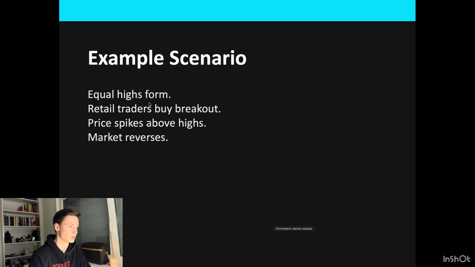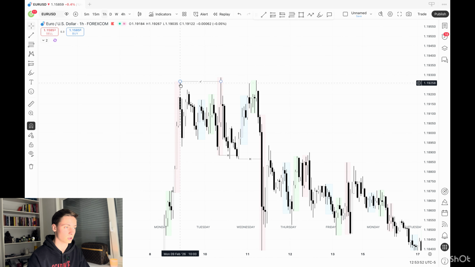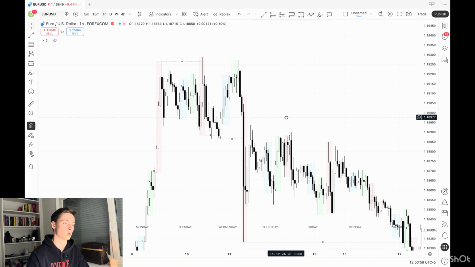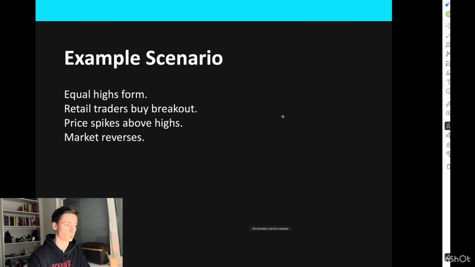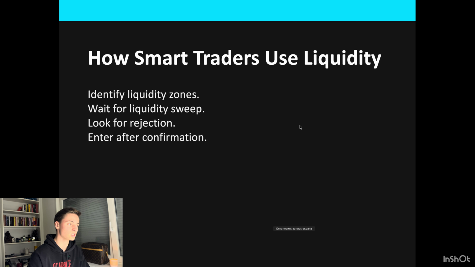Yes. So I wrote here, equal highs form, as you can see. Retail traders buy the breakout, price spikes above the highs, and the market reverses. Exactly here. Retail traders sell, get liquidated, and then price goes in another direction, where they want it to go. Very simple. How smart traders use liquidity: identify liquidity zones, wait for a liquidity sweep, look for rejection, and enter after confirmation.